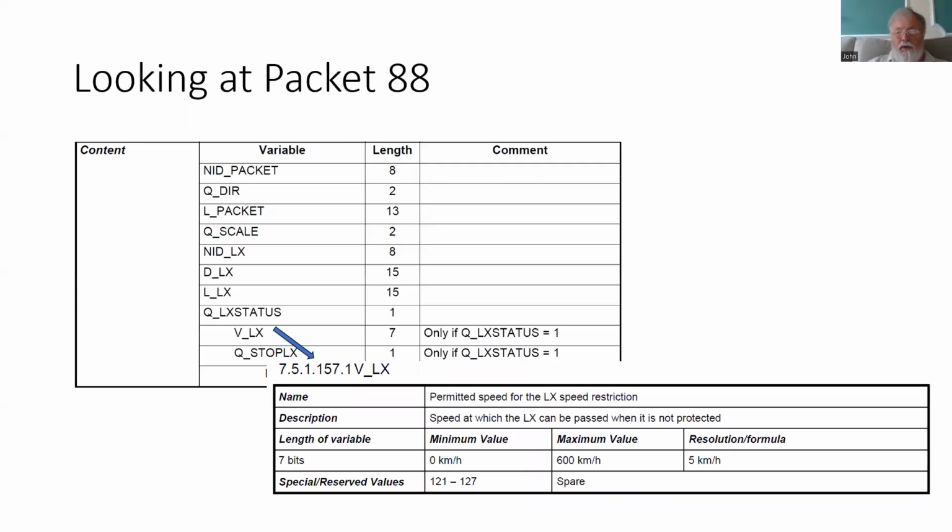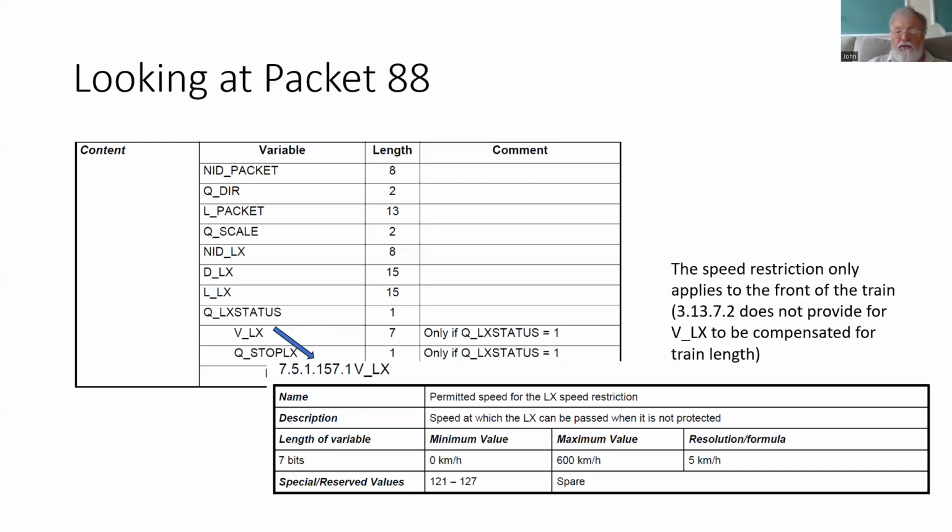If the crossing has to be passed over in the unprotected state, then normally you'll want to restrict the speed to a speed where the driver can observe the crossing is clear, and be prepared to stop short of an obstruction. V_LX allows that speed to be defined in the same way as all other speeds, in multiples of 5 kilometers per hour.